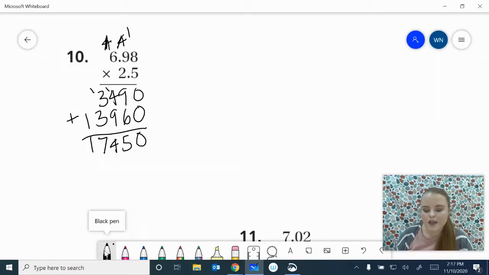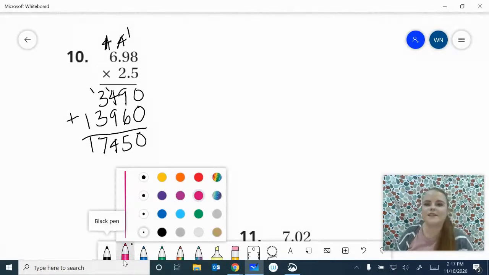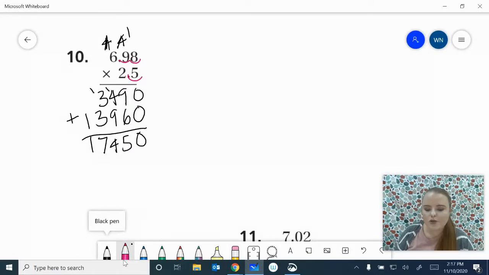Now let's go ahead and count our swoops. 1, 2, 3. Count that again. 1 swoop, 2 swoop, 3 swoop. Bring it down. There it is.